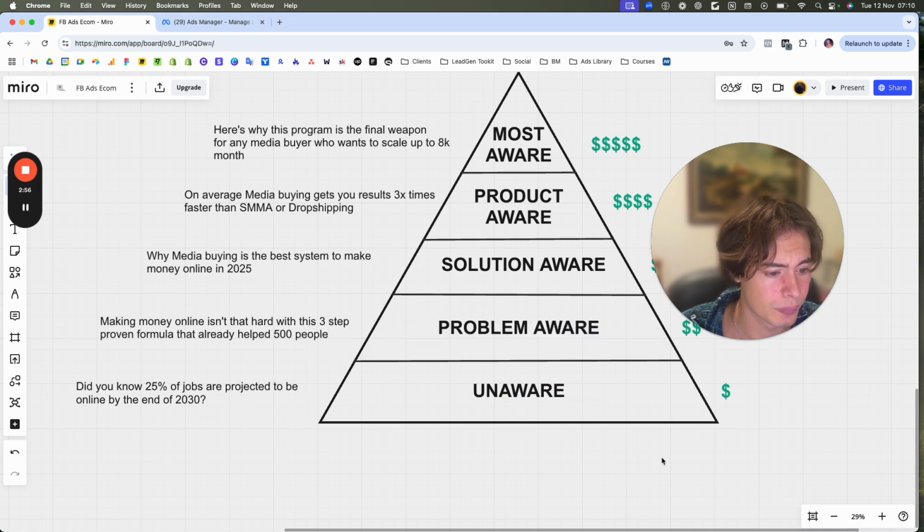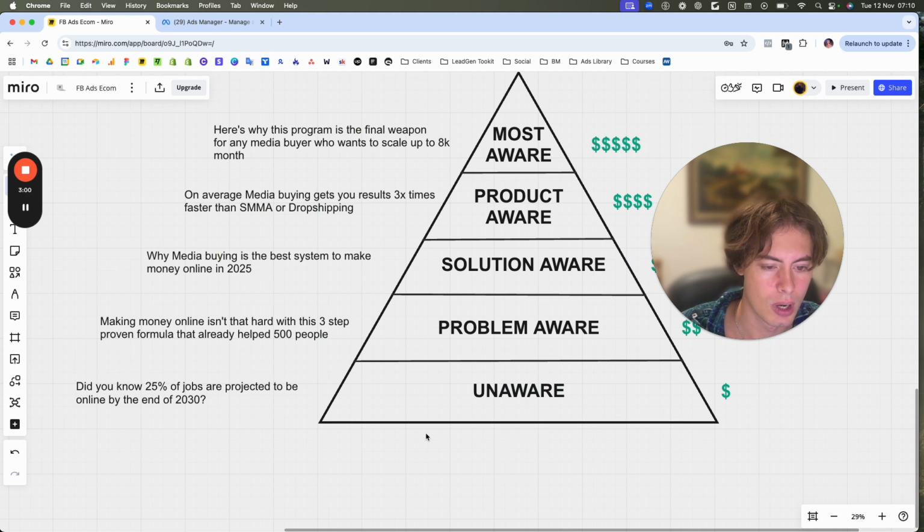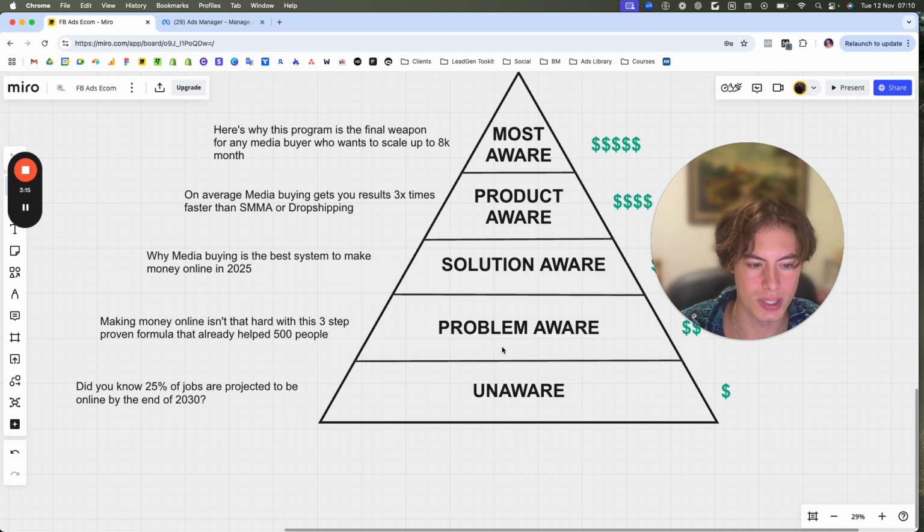Usually speaking, you don't want to go into this audience unless you have a lot of money. The reason being is that this audience is not ready to buy, so they're going to need multiple touch points before converting. The customer journey is going to be extremely long. As a rule of thumb, you want to avoid this market, and also the problem aware market. You want to focus more towards stage three.